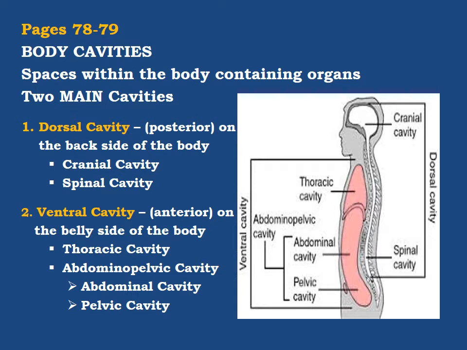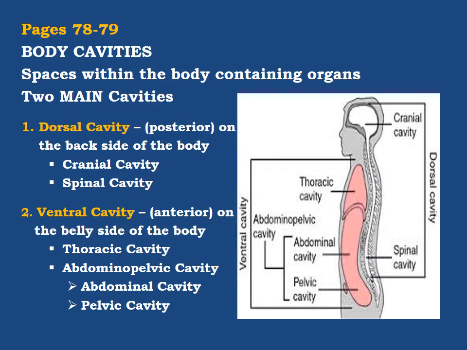Now let's go to number 1, dorsal cavity, which has another meaning, posterior. We call it posterior cavity. Posterior means at the back, on the back side of the body. Okay? Now, within this cavity, we have 2 other cavities. One is called cranial cavity, and the other one vertebral cavity or spinal cavity.